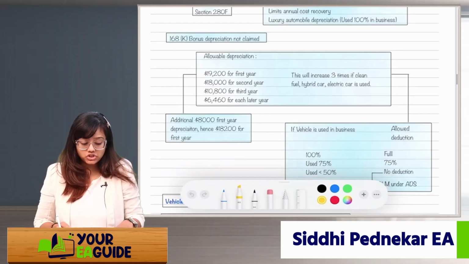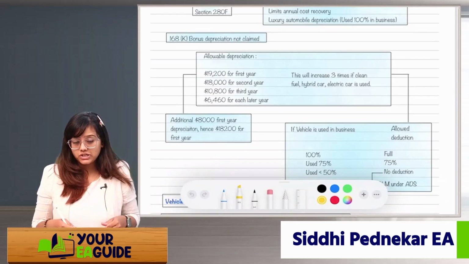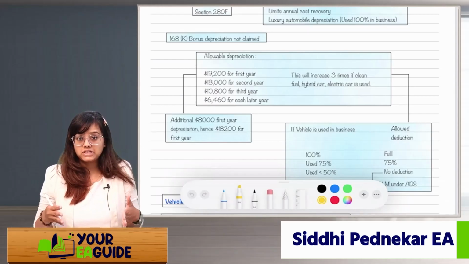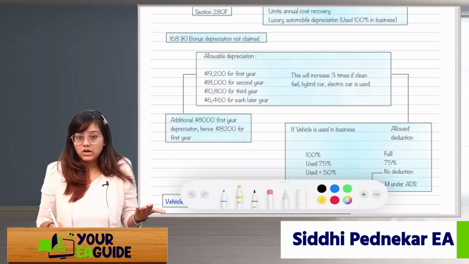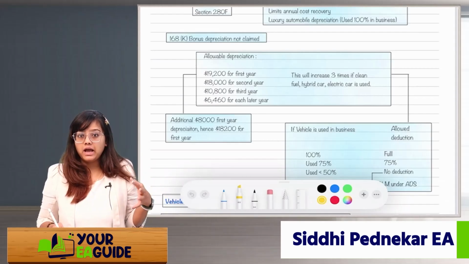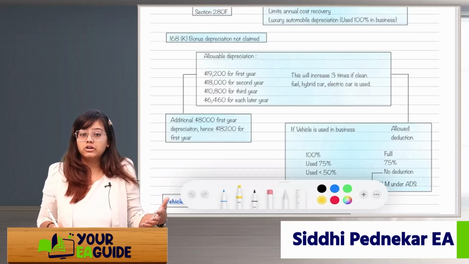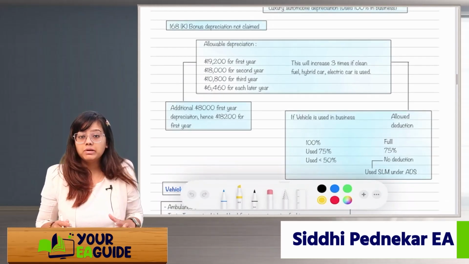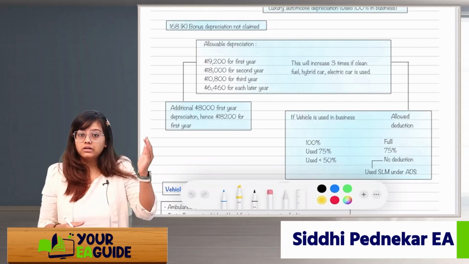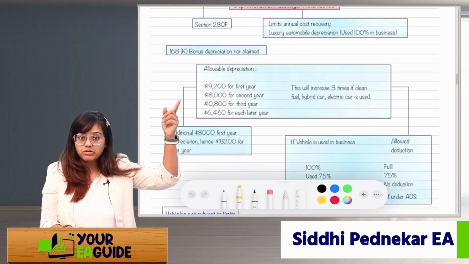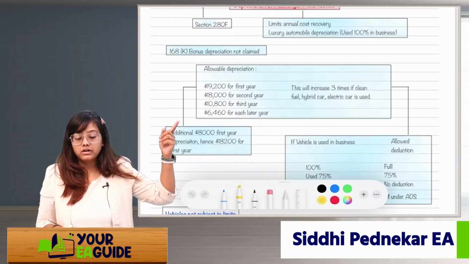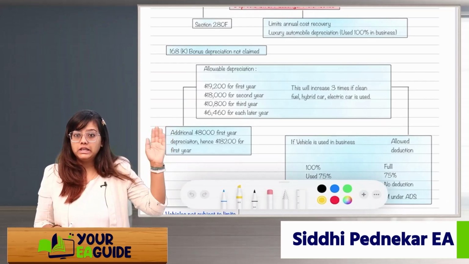What will be the allowed depreciation? For the first year, in the year of purchase, you can take 19,200 straight away as a flat amount of depreciation. Second year, you can take 18,000. Third year, you can take 10,800. And each year later than the third year, you can take 6,460 as depreciation. Here, the limits have been changed. The limits were different. So allowable depreciation will depend on the year: the first year, when the asset is purchased, it will be 19,200. Then 18,000, 10,800. And then after the third year, it will be 6,460 in each year.